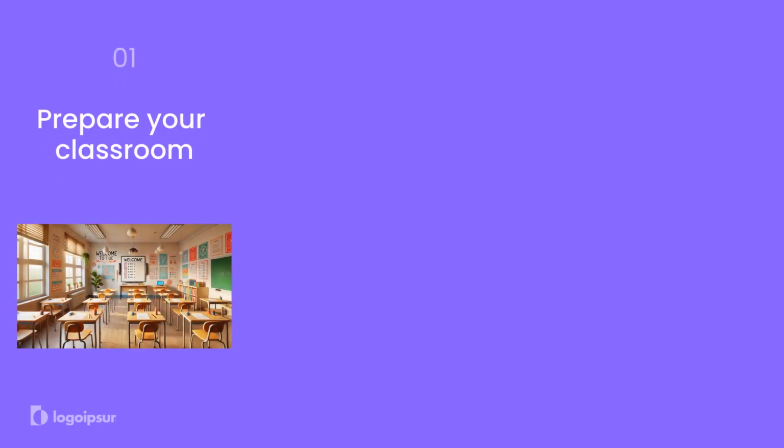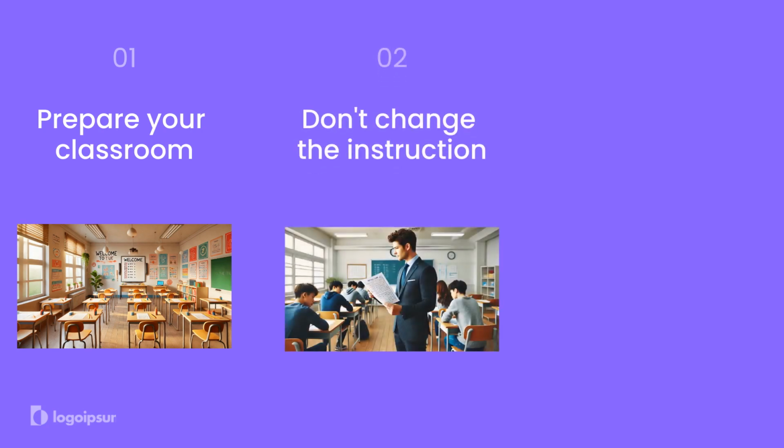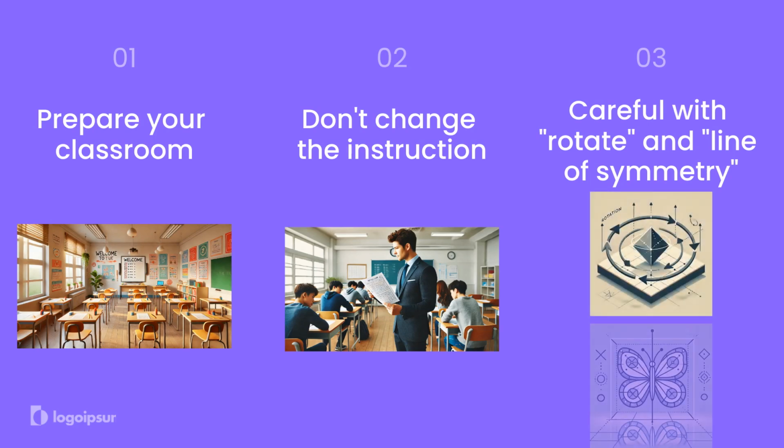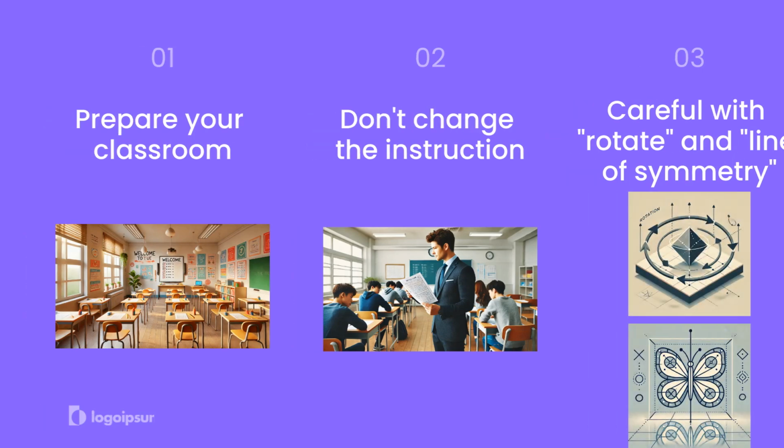Now, let's discuss how to administer the spatial reasoning instrument in your classroom. Firstly, ensure that the environment is conducive to concentration and focus. Then read the instructions as printed on the test. Encourage them to ask questions if they are unsure about anything. It would be a good idea to assess students' understanding of the concepts of rotation and line of symmetry before the test, because they might be unfamiliar with them.